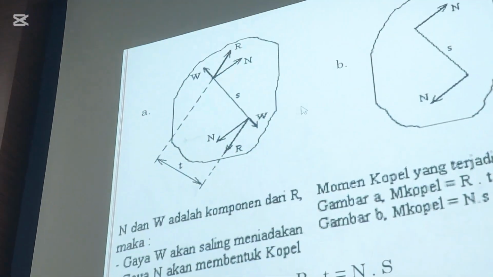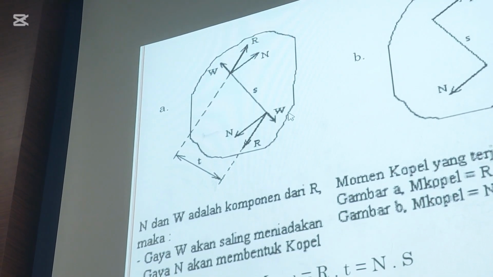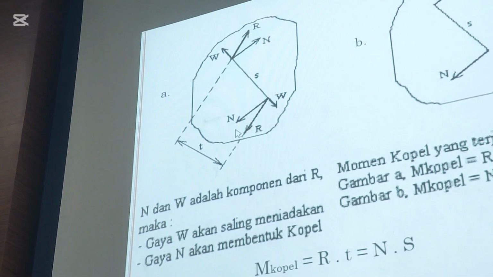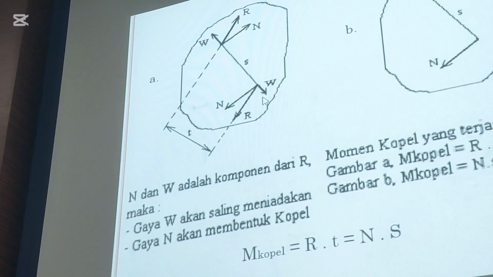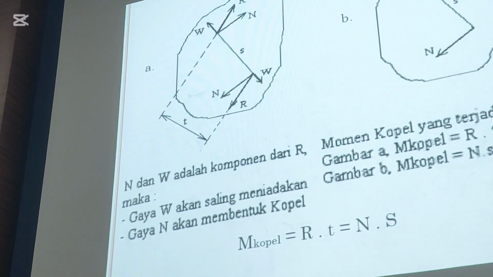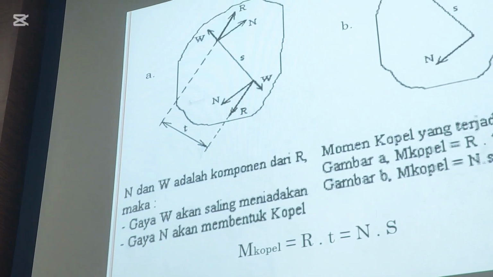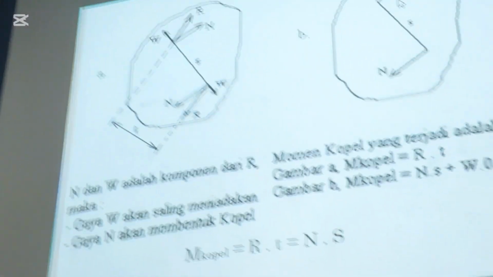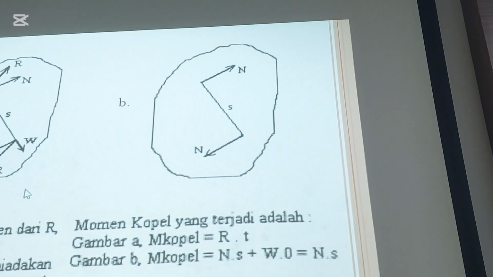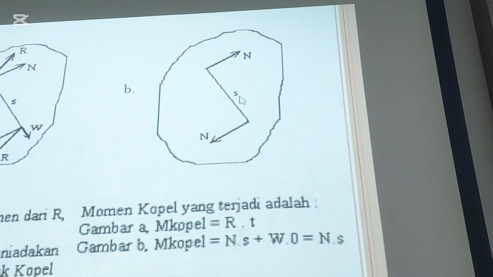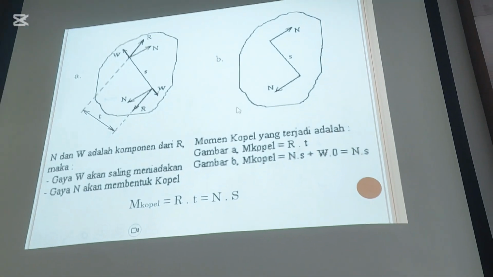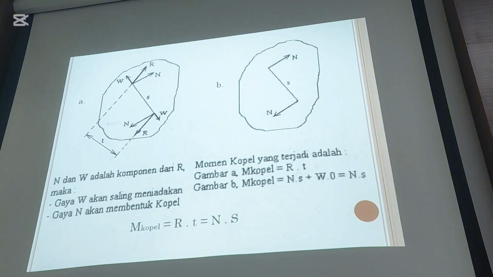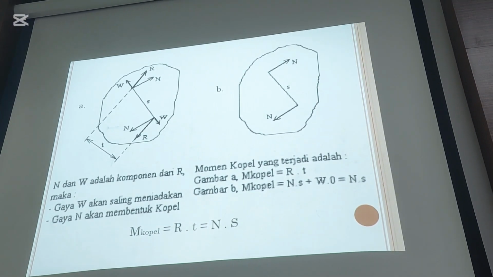So you can see from here, the W is going in the same line in the opposite direction. That means this 2W, since this R and R is the same, this 2W should be the same, and if you add it, it's going to be 0. So what's left is just the N, just the N with the distance as S. So moment, couple moment, we can just put it like this. N multiplied with S, that's all.